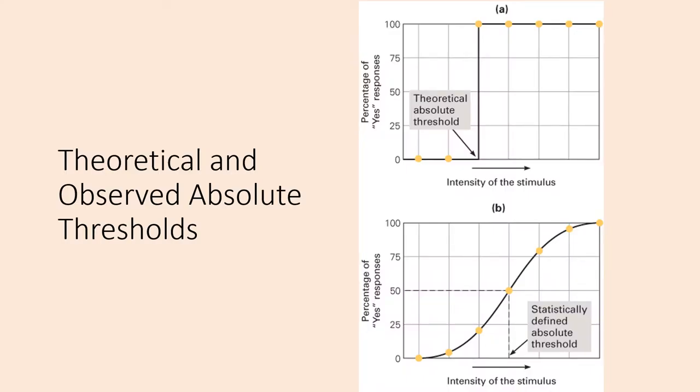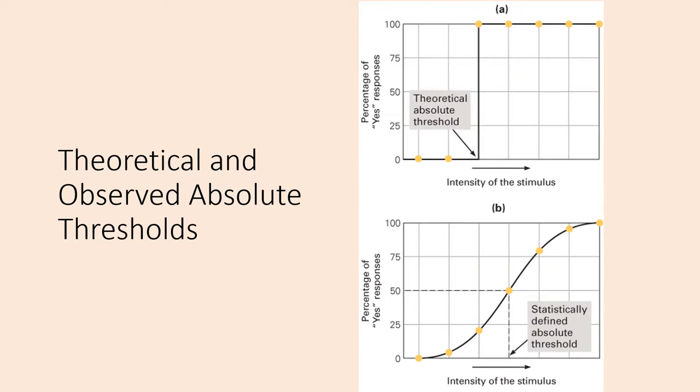Here are two graphs representing the theoretical and observed absolute thresholds. A is a depiction of the result that the psychophysical researchers thought they would observe in their signal detection studies. Theoretically, the absolute threshold is the minimum amount of physical energy in a stimulus necessary to detect it. If a stimulus does not have this much energy, it should never be detected. Now, if it has this much energy or more, it should always be detected.